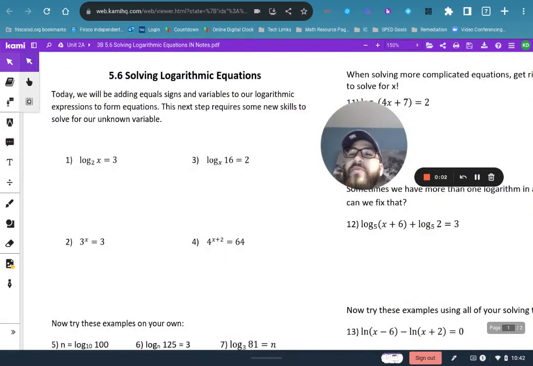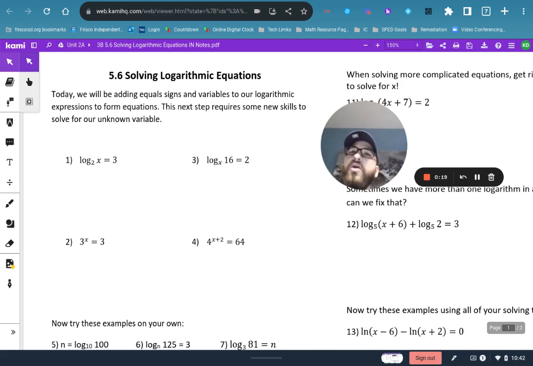All right, today I'm going to be talking about solving logarithmic equations. If you haven't done 5.5, our simplifying logs notes yet, you need to make sure you do those first before you start this, or else you're going to be a little confused. But we're going to be building and expanding on a lot of those skills we built up.